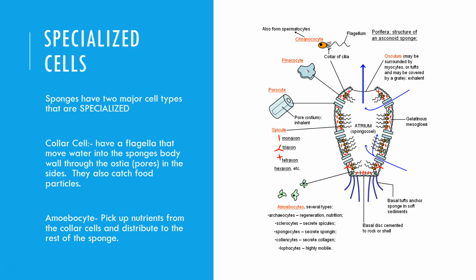All right, so specialized cells. There are two major types of specialized cells in the sponge. The first is the collar cell, which we've talked about, and the second is the amoebocyte, which we have also talked about. The collar cell has a couple major jobs. It creates water flow in the sponge by beating the flagellum, and it is also meant to catch food particles. Again, here is your choanocyte, your collar cell. And notice again, they're lining the internal cavity of the sponge. The amoebocyte, again, is to pick up nutrients and distribute them to the rest of the cell.